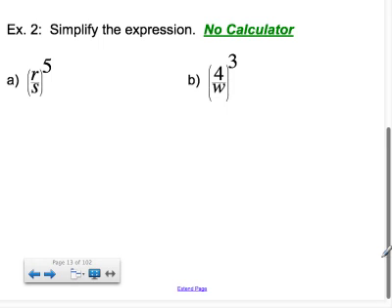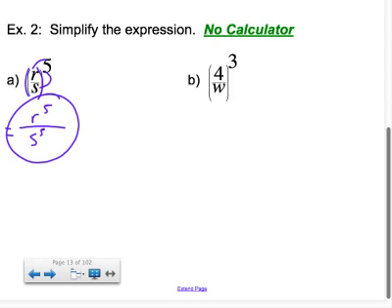Okay, example 2, part A. This is the one where we're dividing inside the parentheses here, r divided by s. So because all we're doing is dividing, I'm allowed to take my exponent to both guys inside, and so the simplified version would just be r to the 5th over s to the 5th. Okay, and there's nothing more I can do there. Part B is the same idea, right? I'm dividing inside, so I can take the 3 to both guys, so this is just 4 to the 3rd over w to the 3rd.